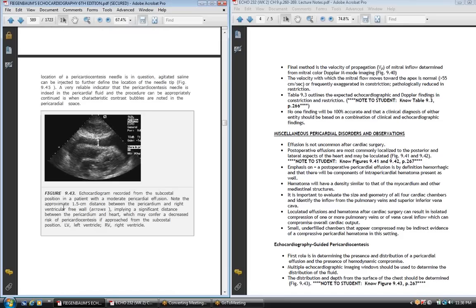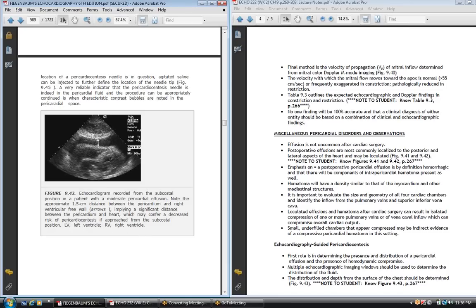This is a subcostal picture in a patient with a moderate pericardial effusion. It's approximately 1.5 centimeters distance between the pericardium and the right ventricular free wall. This arrow is 1.5 centimeters, implying a significant distance between the pericardium and the heart, which may confer a decreased risk of pericardiocentesis if approached from the subcostal position.